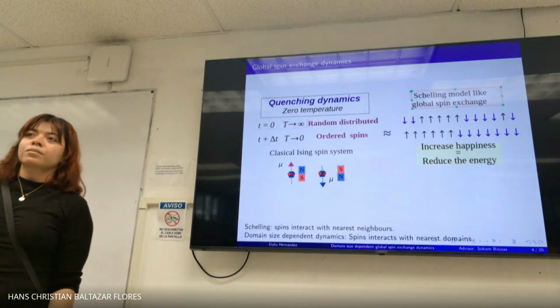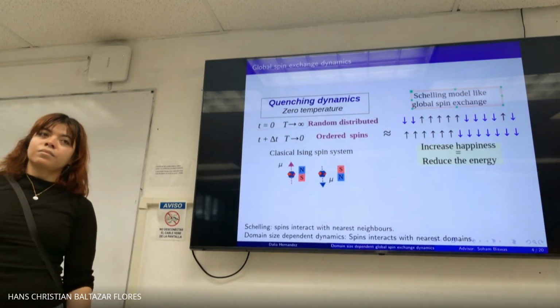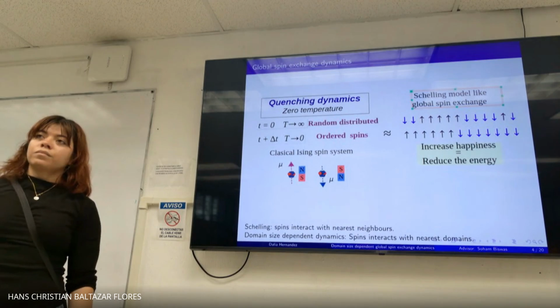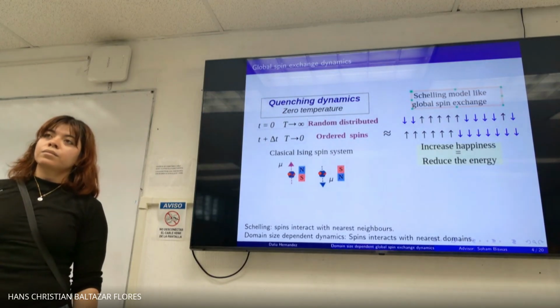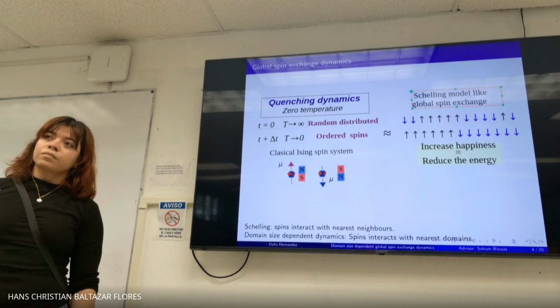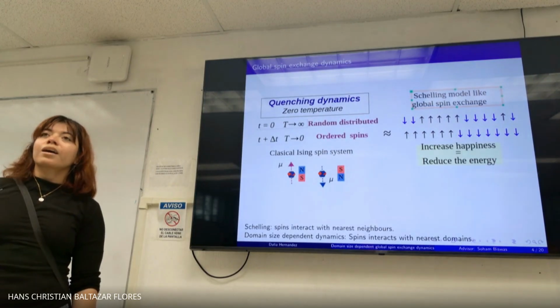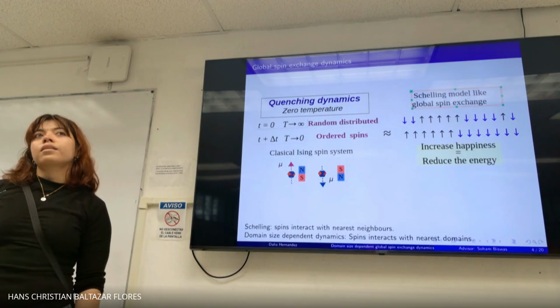Okay. Another question. Your initial state has 50% of the spins down and 50% up. Are the dynamics different if you do it differently, for example, 20 up and 80 down? I still haven't tried it, but I think you will reach equilibrium faster. No. The dynamics remain the same.